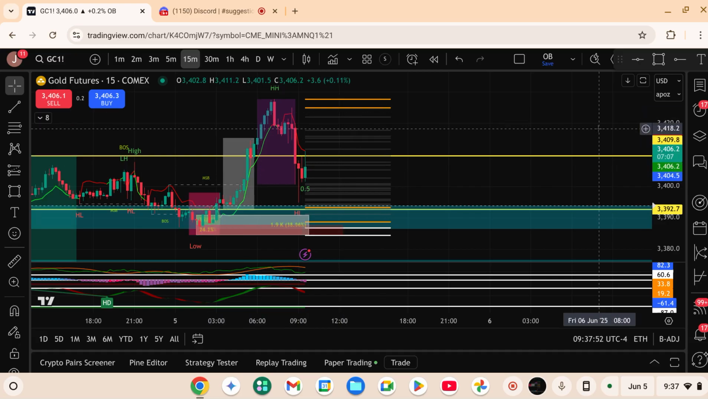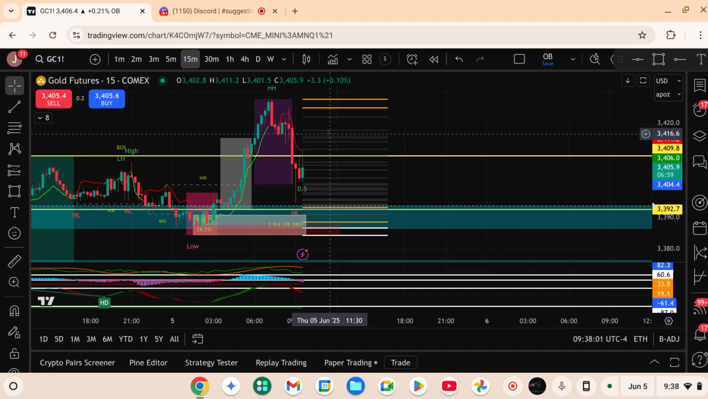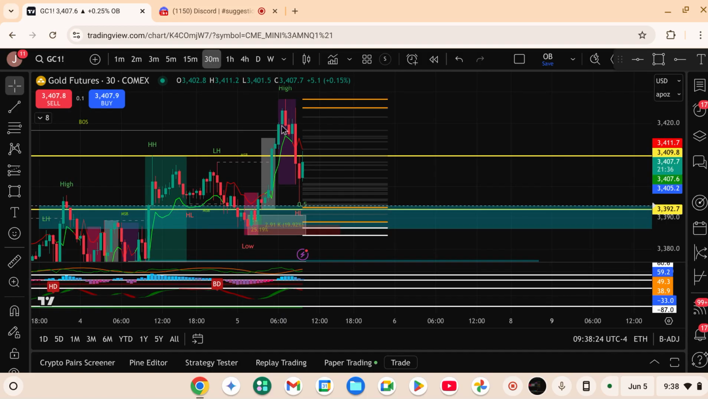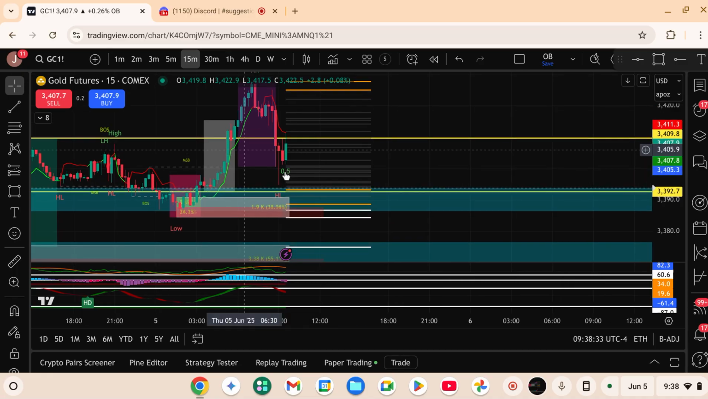So until it makes a low around this area on either the half hour or the 15, it's probably just gonna keep doing this.